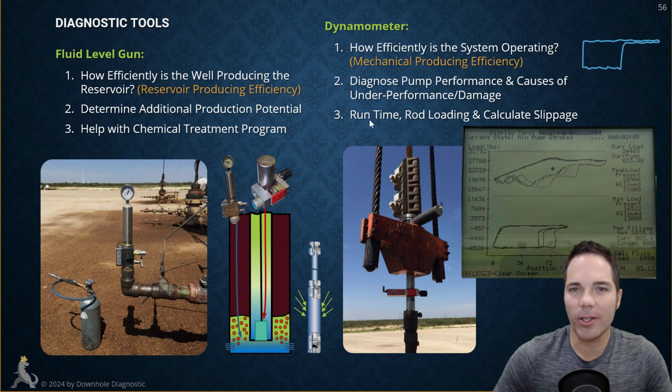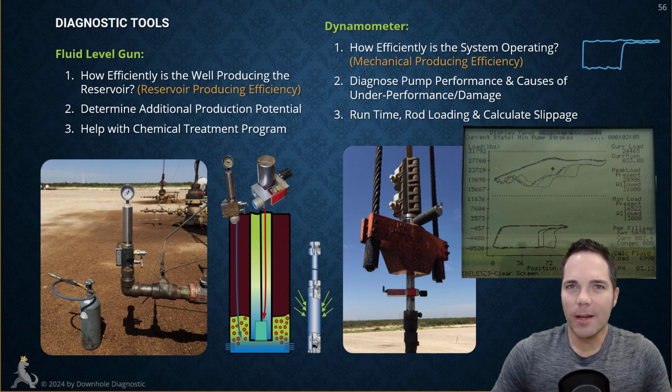And also, the dynamometer is going to help us regulate the runtime. So if you don't have a pump off controller, what timer should the well be on? The dynamometer is going to be very helpful in setting that timer. We can see what the rod loading is on a particular rod string. So what is the particular loading for the different tapers? And we can also calculate what the slippage is by doing a valve test, which we'll learn about in this course.